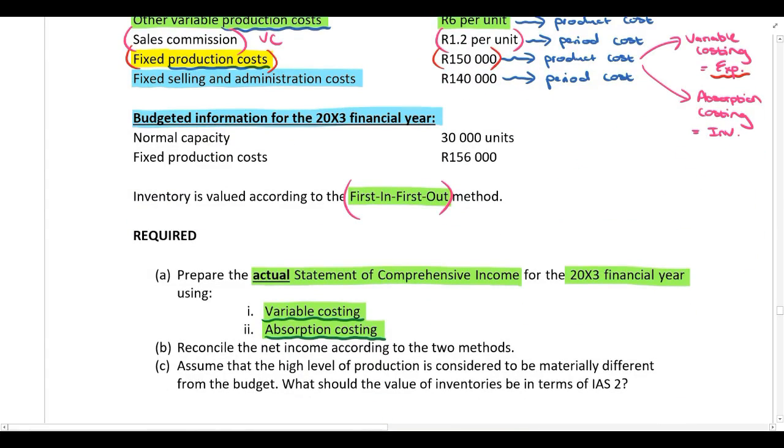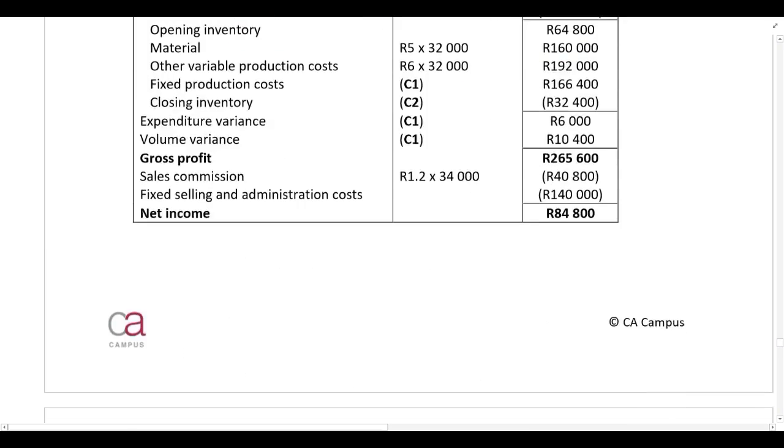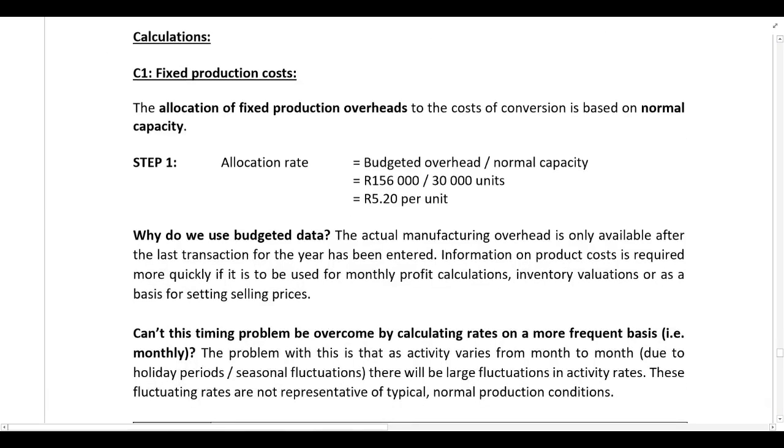We were given normal capacity in this question. Normal capacity is 30,000 units. And we have our budgeted fixed production costs of 156,000 Rand. Now what you are going to do, I want you to jump forward in the suggested solution to our calculations.